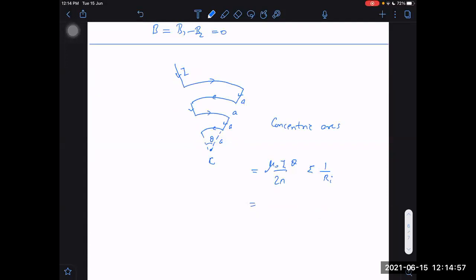Not right actually. Sir, there should be a 4 pi. Yes, 4 pi r. Mu naught I by 2r into theta by 2 pi gives mu naught I theta by 4 pi r, into sigma 1 by Ri. Now is it right or wrong?